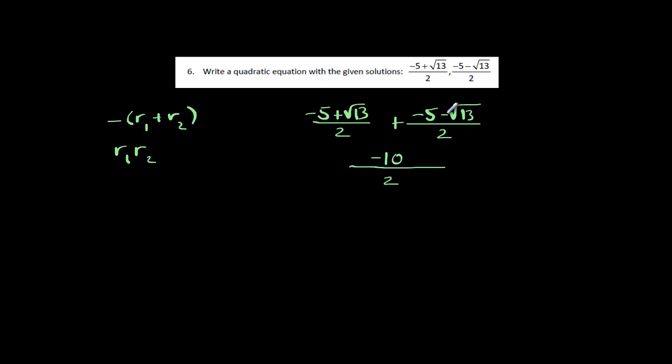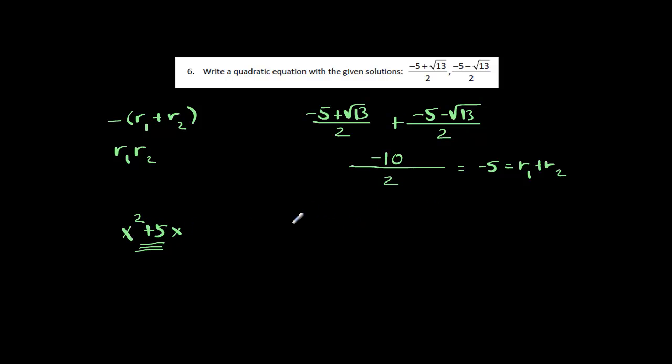Positive root 13 and negative root 13 cancel. So negative 5 is the sum of the roots. If I take the opposite of the sum of the roots, which would be positive 5, that's going to be this right over here, the coefficient of x.